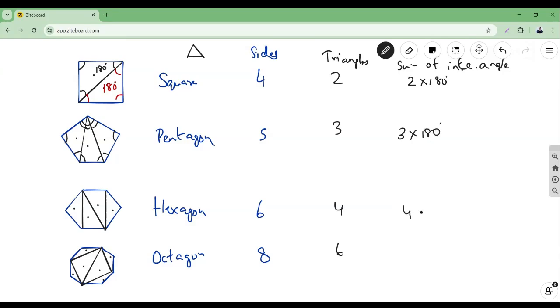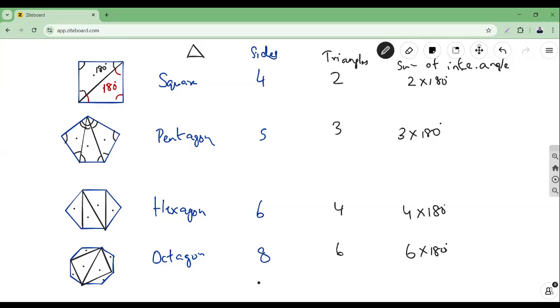And this becomes 4 triangles of 180s. And here it is going to be 6 times 180. So the sum of the interior angles of these polygons are all coming in this fashion. So can we come up with a general formula, because we're seeing a pattern. That's what we learn, right? When we see a pattern, we come up with a formula.